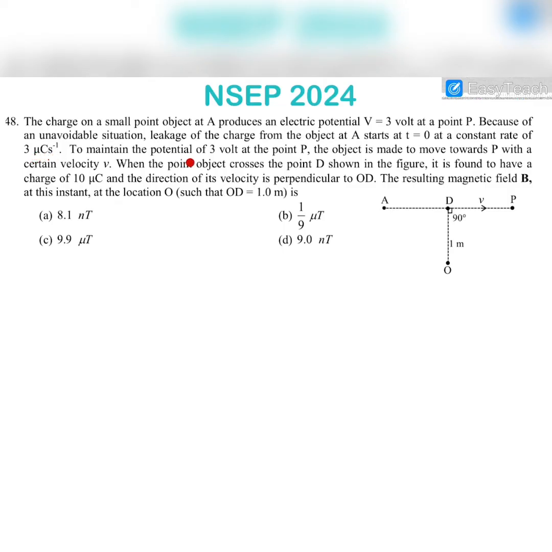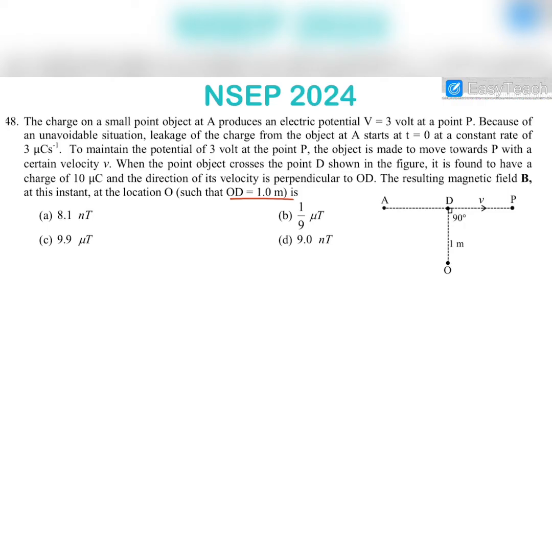And to maintain the potential of 3 volt at this point, we are moving this charge towards this point with certain velocity v. Now, when this charge crosses this point D, it is found to have a charge of 10 microcoulomb at this instant, and the velocity is like that, perpendicular to OD. Now, we have to find out the resultant magnetic field due to this charge when it is situated at D at point O. Okay, the distance OD is given as 1 meter.